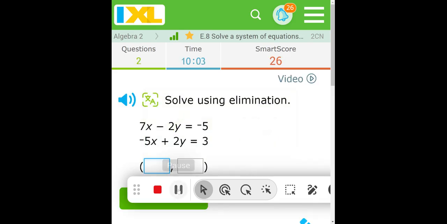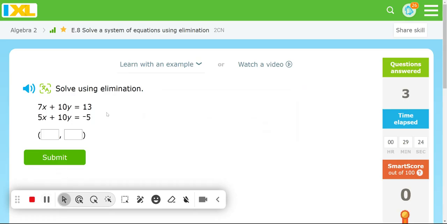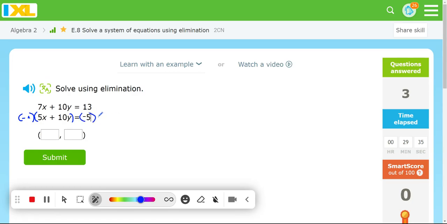All right, very good. All right, so I would multiply by negative 1 on both sides of the second equation. Okay, so here we go. I come out on the second equation. Somebody multiply for me. Negative 1 times 5x.